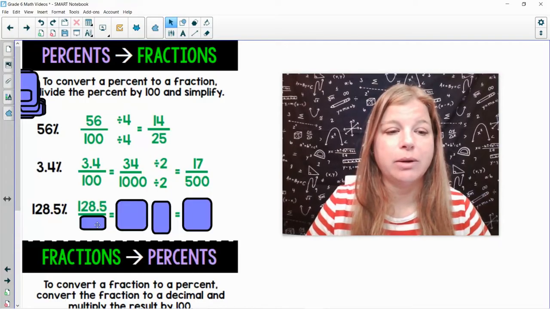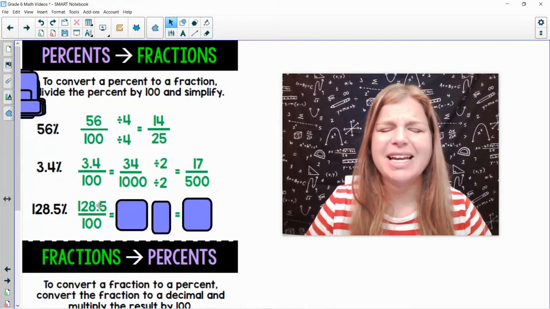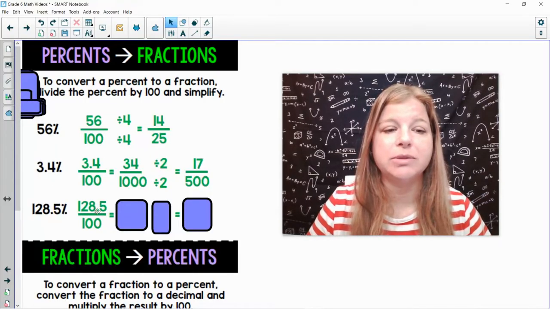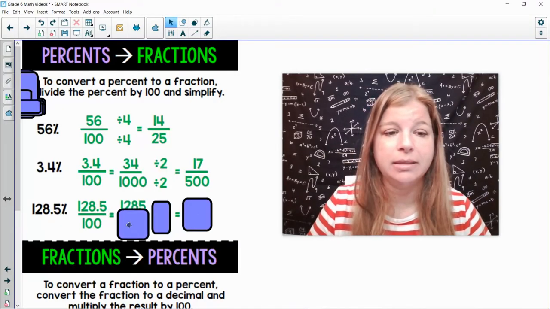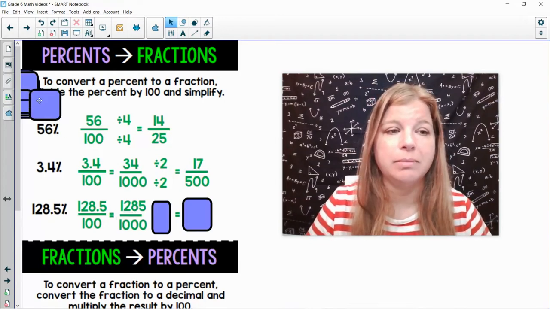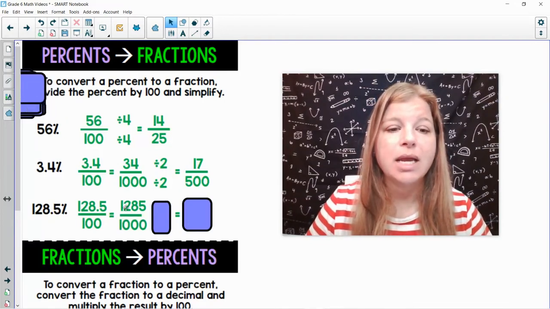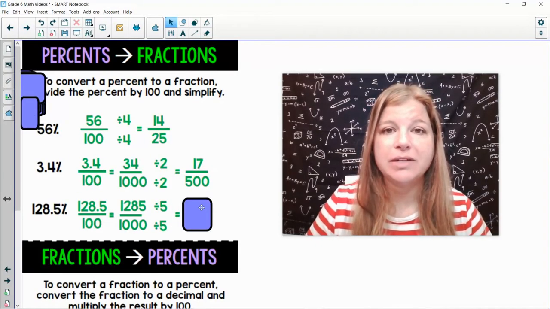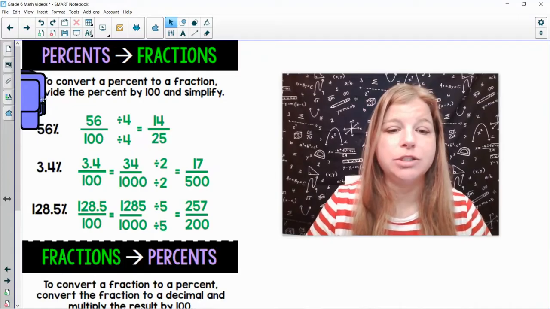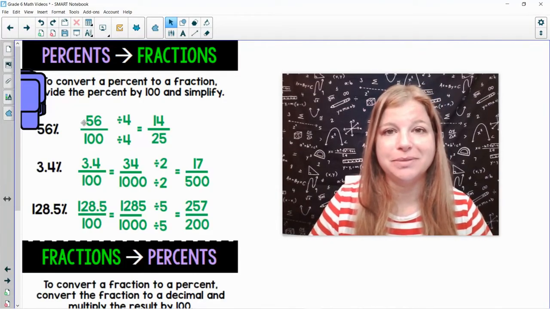128.5%. I'm going to put that over 100. Again, I see that I have a decimal, so what I do is I move the decimal one spot to the right, which is really multiplying by 10. So that becomes 1285, and my denominator becomes 1,000. These numbers are both divisible by 5. And when I divide them both by 5, I end up getting 257 over 200.